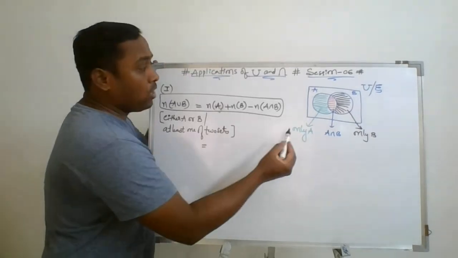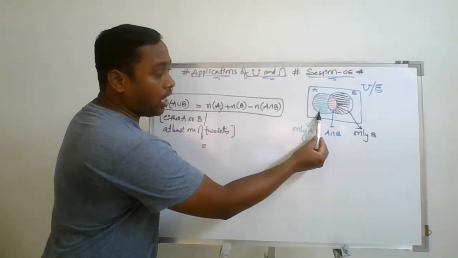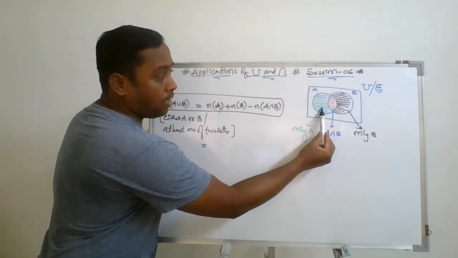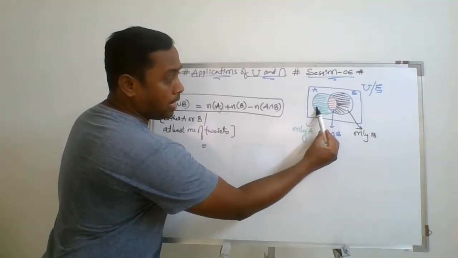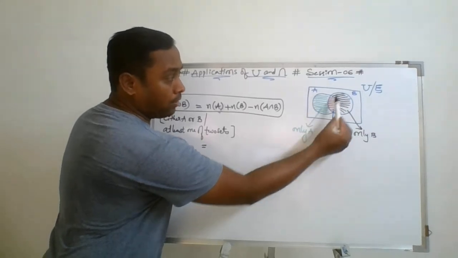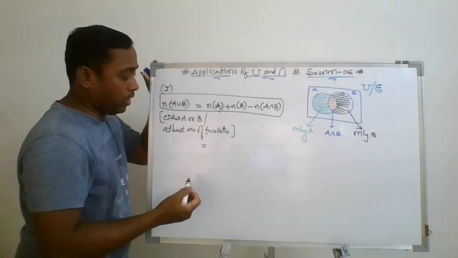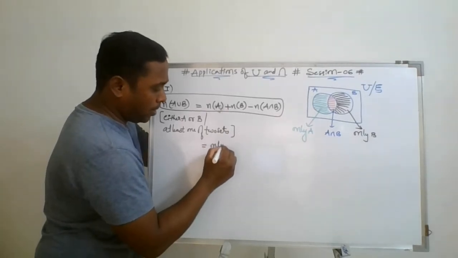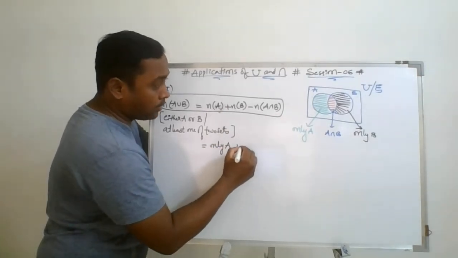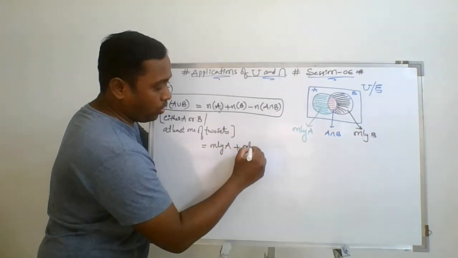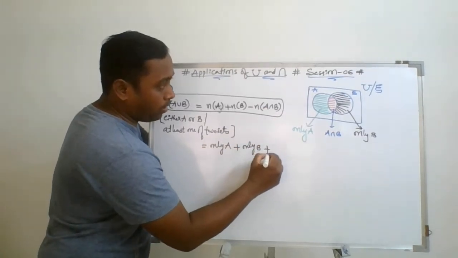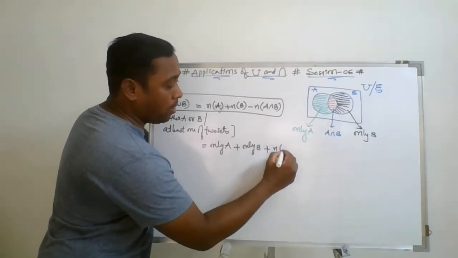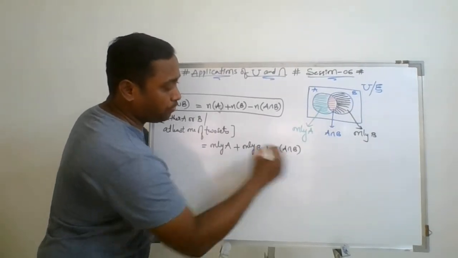So now you can also say green area plus black area plus red area. If we count these areas and add these numbers, we will get the total A union B. So the green area is called what? Only A. Plus the black area is what? Only B. The red area is what? A intersection B. So I am writing number of A intersection B.